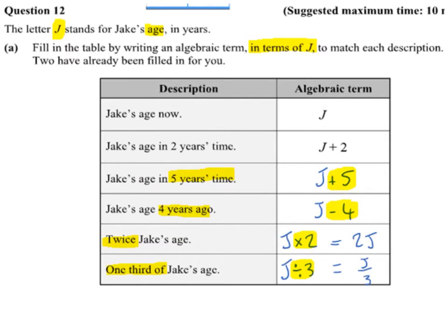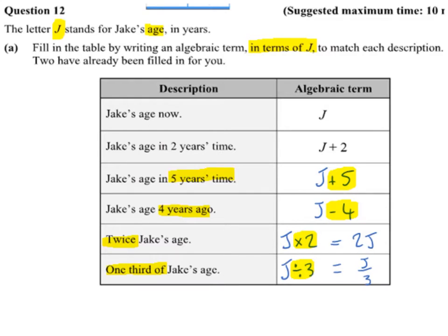Twice Jake's age is going to be J multiplied by 2, which gives us 2J. Because in algebra, a number times a letter, we stick them together, but we normally put the number first. So twice Jake's age is J times 2, which is 2J. If it was 3 times Jake's age, it would be J times 3, which would be 3J. If it was 4 times Jake's age, it would be J times 4, which would be 4J, etc.